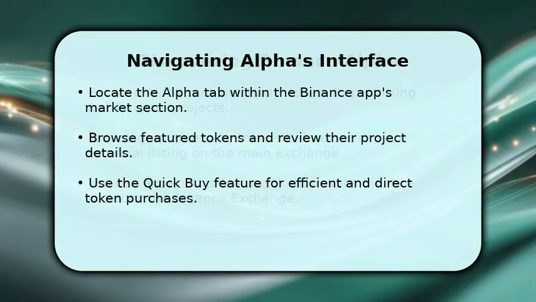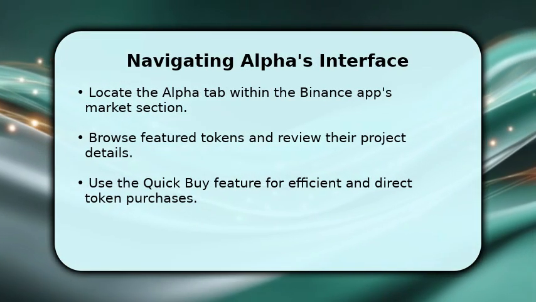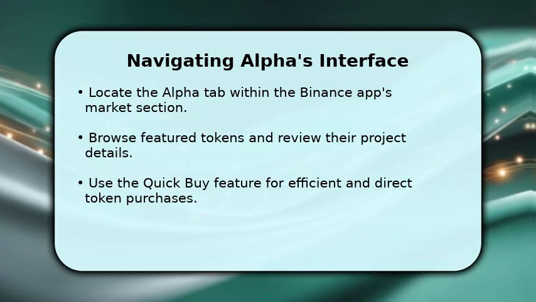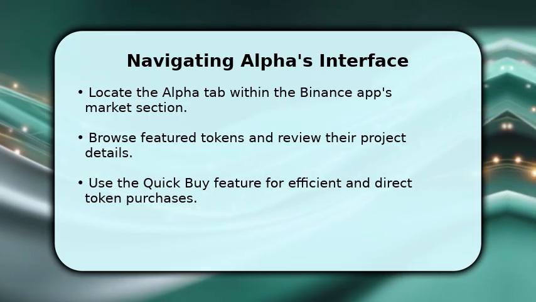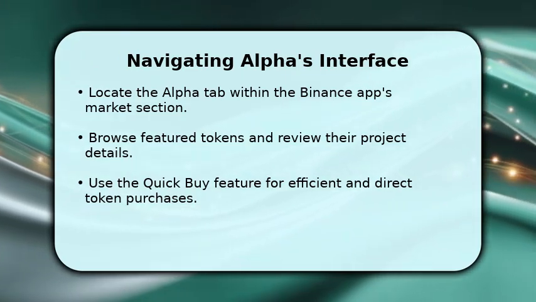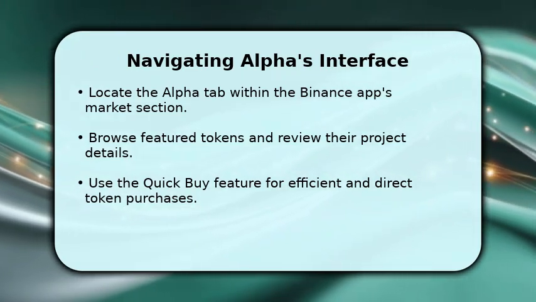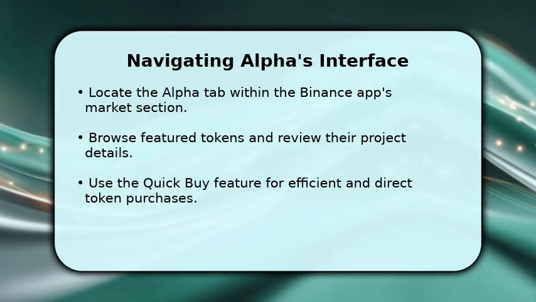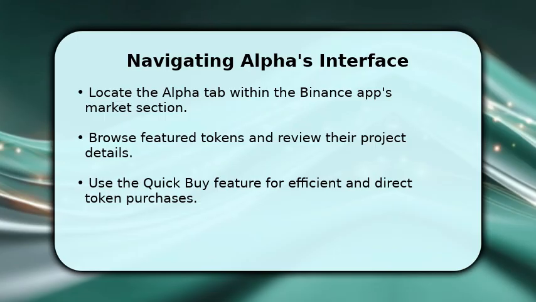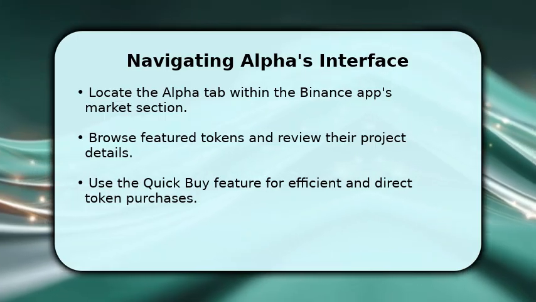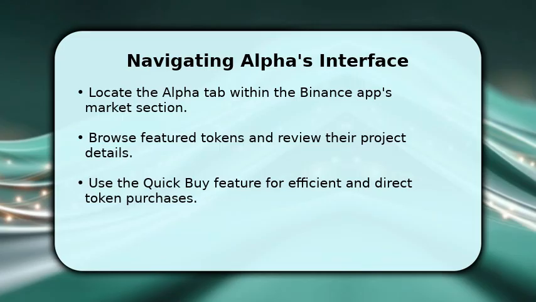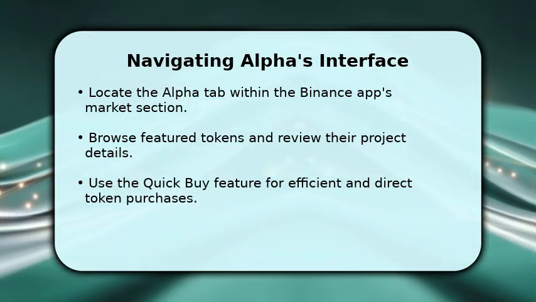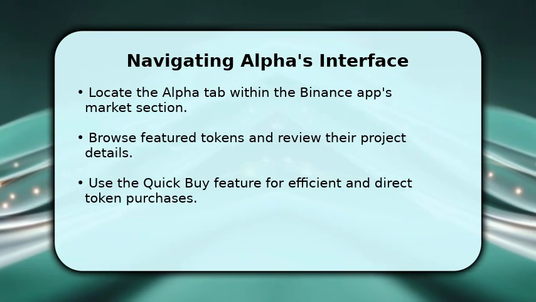users. To begin, open your Binance app and navigate to the Market section. Here, you will find a dedicated Alpha tab where all featured tokens are showcased. Take your time to explore the various projects, reviewing their details and potential. When you are ready to acquire a token, the Quick Buy feature simplifies the process, allowing you to make purchases swiftly and securely, often with optimized settings for better success rates.